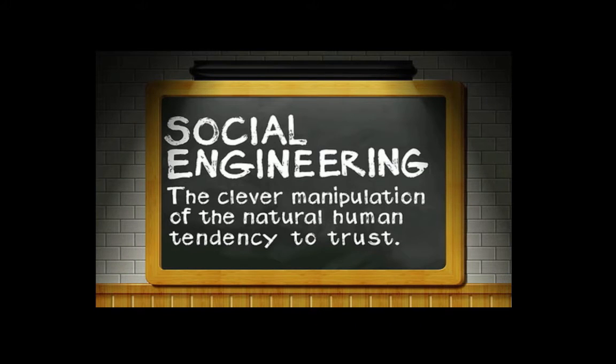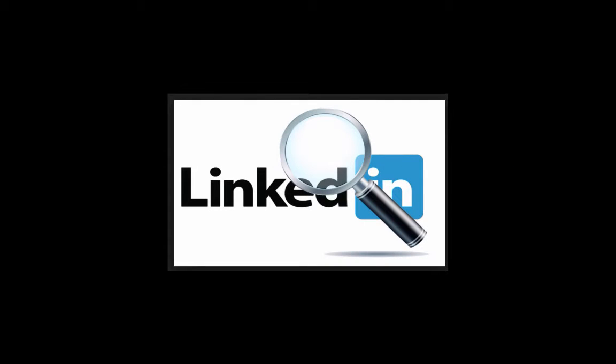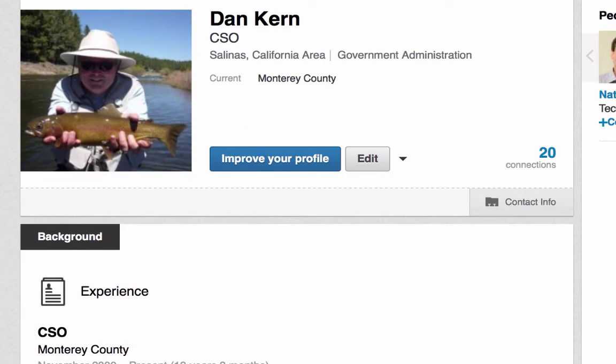So let's get started. Okay, so where do we go to find out a lot of information about someone that we want to socially engineer, where that information pertains to what they do in their business, what they do in their professional life, and who they know in their professional life? Yes, you guessed it. LinkedIn.